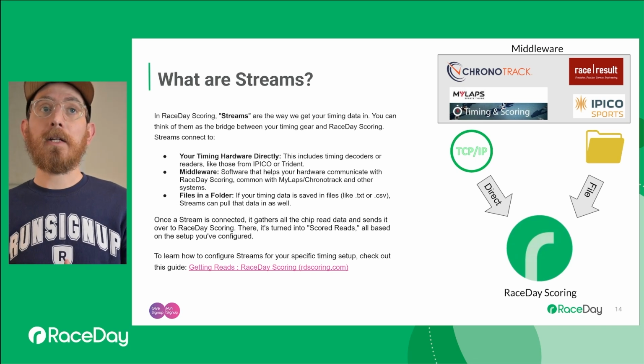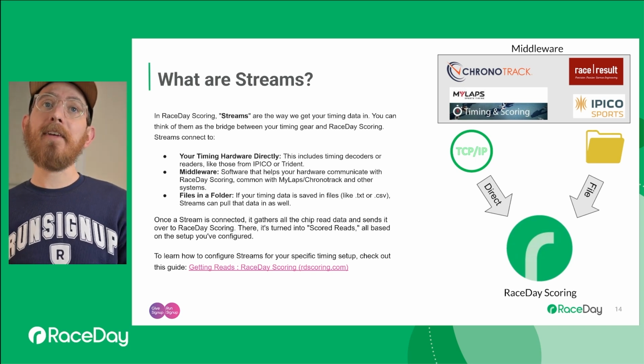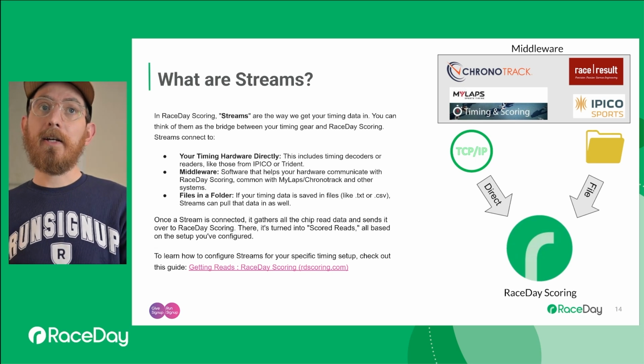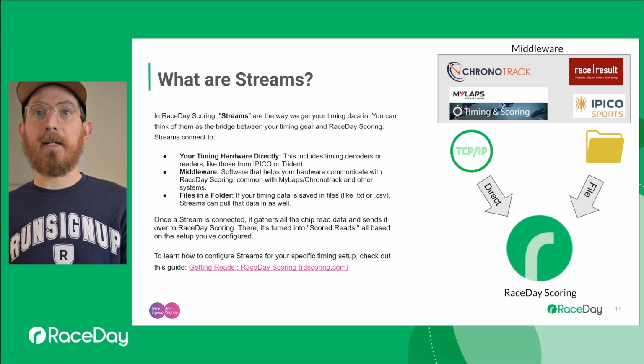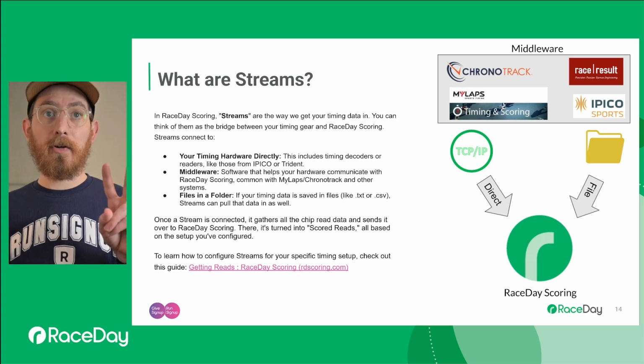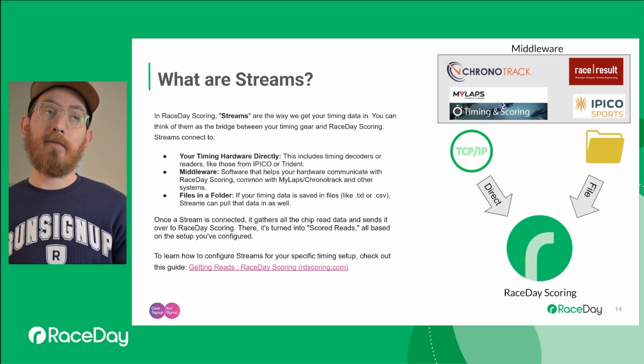And the other option is files in a folder. If your timing data is saved into files, like a text or CSV file, you can set up a stream to pull that data in as well. Once a stream is connected, it gathers all the chip read data and sends it over to RaceDay scoring. And then from there, it's turned into scored reads based on a setup that you've configured.